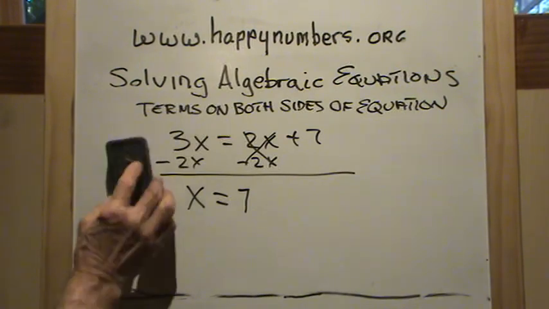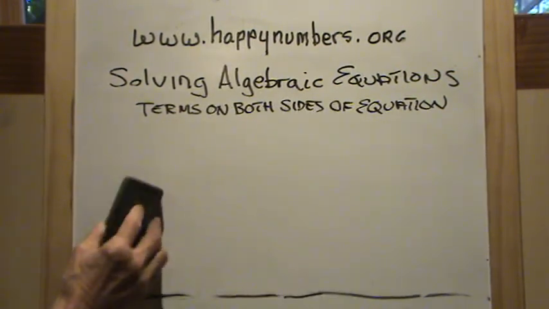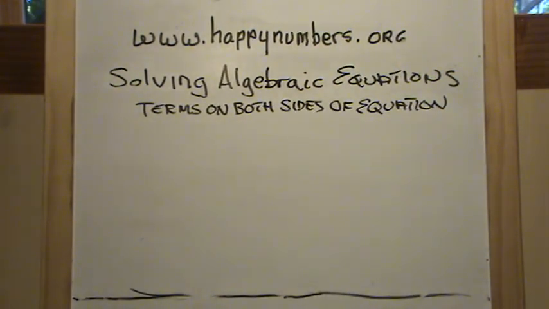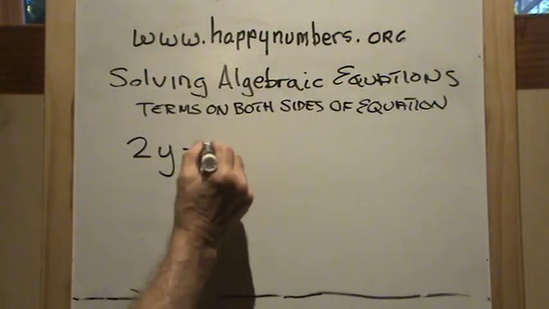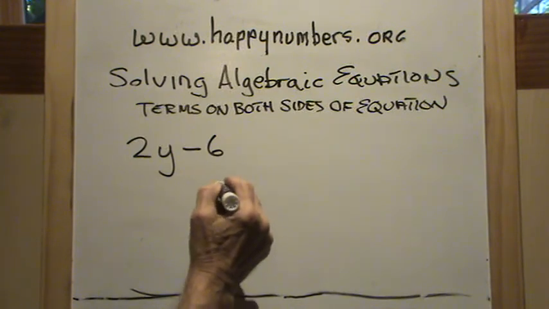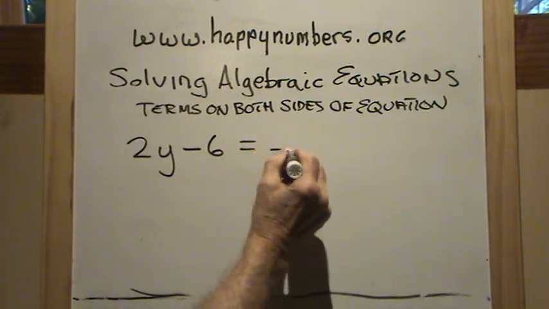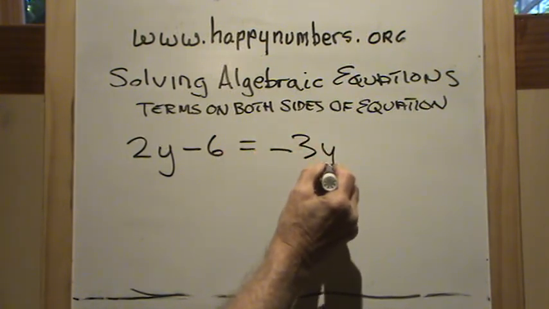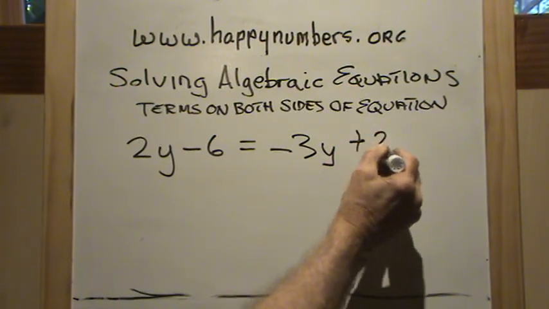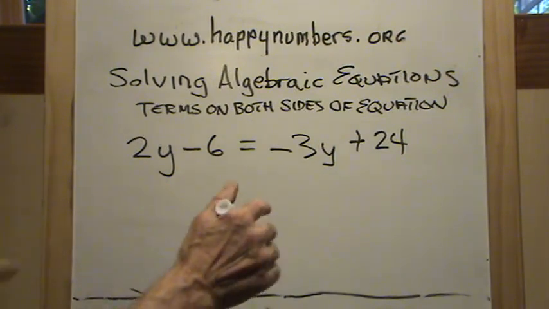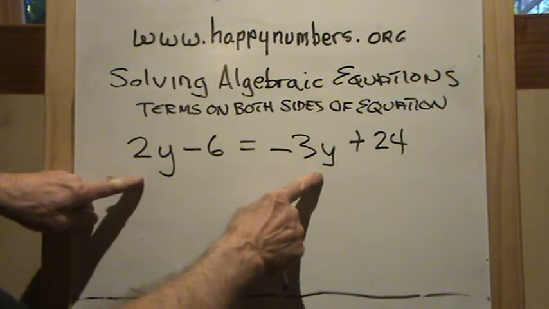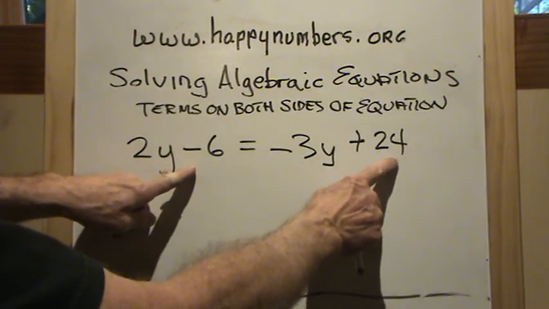Very simple skill set. Let's take a look at another problem here. Let's take a look at this one. 2y minus 6 equals negative 3y plus 24. Interesting problem now. I have like terms on both sides of the equation, and the numbers are like terms also.